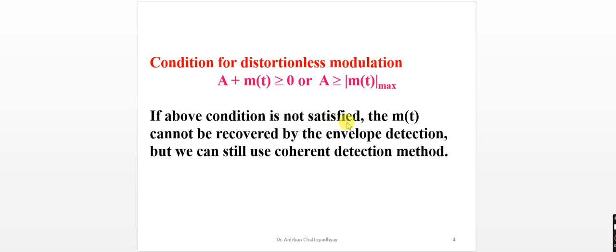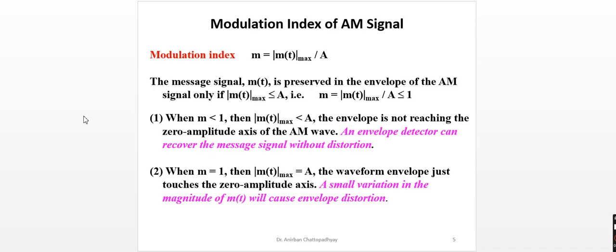If the above condition is not satisfied, then m(t) cannot be recovered by envelope detection, but we can still use the coherent detection method. Envelope detection and coherent detection, I will explain session by session. So modulation index m is equal to m(t) max by A, where A denotes the maximum amplitude of the carrier signal, and m(t) max, obviously we know, is the maximum amplitude of the message signal.